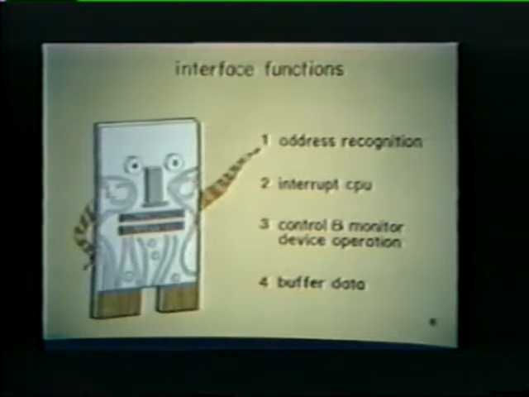Then, when the peripheral is ready to accomplish its assigned task, the interface gains control of the bus and interrupts the processor operation. The interface also has the ability to control and monitor the peripheral operation. Finally, the data to or from the peripheral is temporarily held or buffered in the interface. Let's look at these last two functions, control and buffering, more closely.